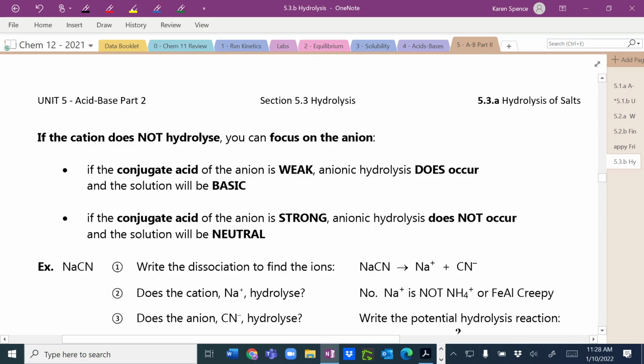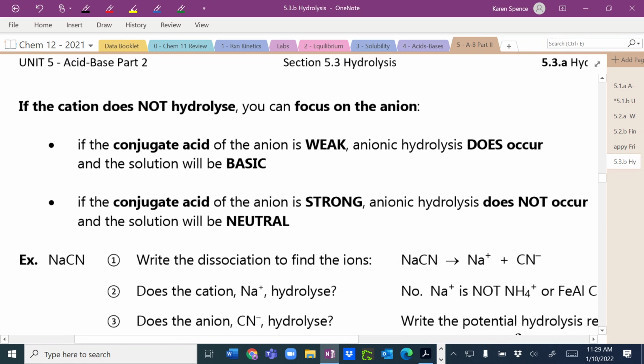Now, for just the moment, we're going to assume that the cation does not hydrolyze. If that's the case, we can just focus on the anion, because we need to do a little bit more work on anions. If the conjugate acid of the anion is weak, you will get hydrolysis, and the solution will be basic. If the conjugate acid of the anion is strong, you will not get hydrolysis, and the solution will be neutral.